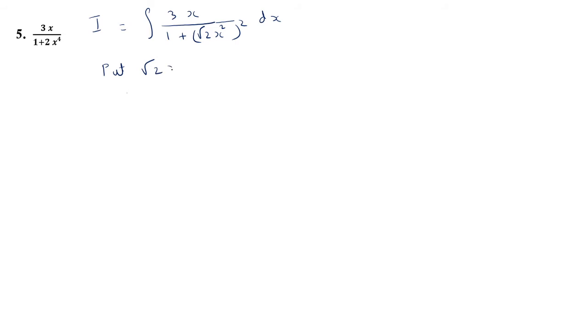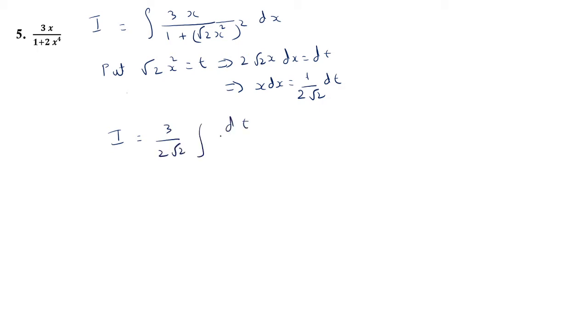Put root 2 x square is equal to t, then we get 2 root 2 x dx is equal to dt, or x dx will be equal to dt by 2 root 2. So what happens to I? I is equal to 3 by 2 root 2 integral dt by, instead of 1 plus root 2 x square the whole square, I am writing it as t square plus 1.